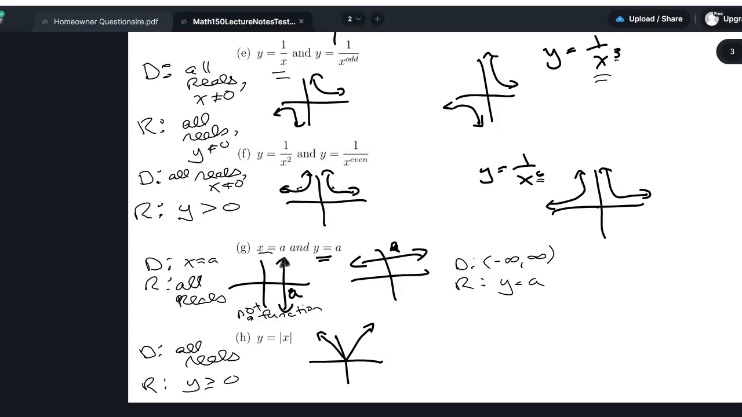So x equals a is not a function. It's a vertical line here at a. So if we want to think in terms of domain, it would be x equals a, and the range would be all reals. So y equals a is a horizontal line, and this is a function. So the only y value used is a, and the domain is all reals. So the absolute value of x, this is a good one to know. It's got a corner here, domain, all reals, and the range are y's bigger than or equal to 0.